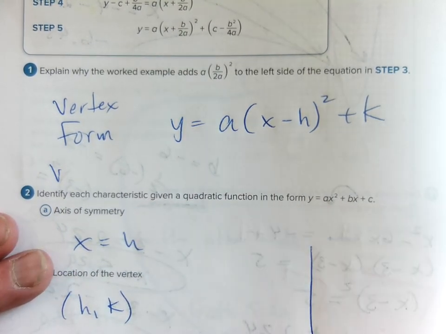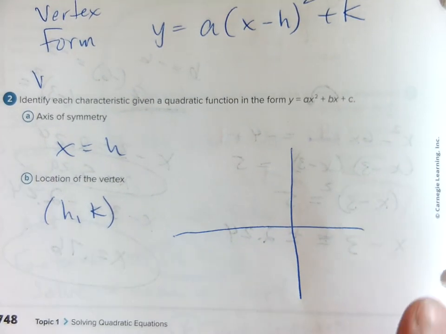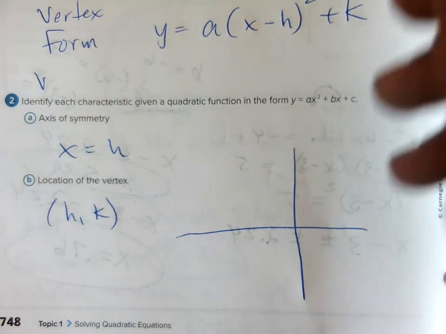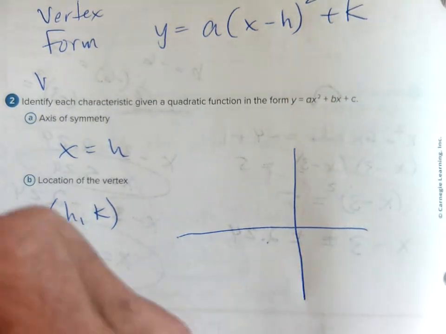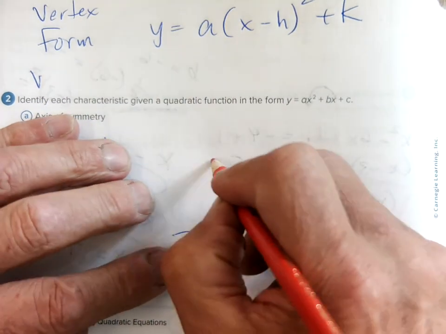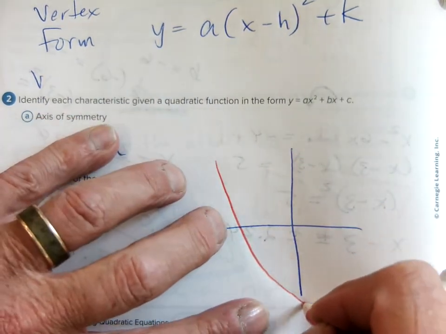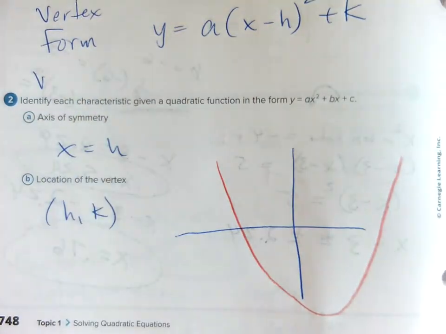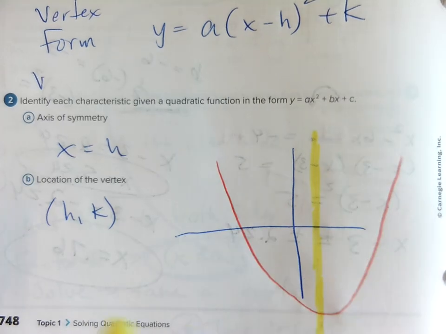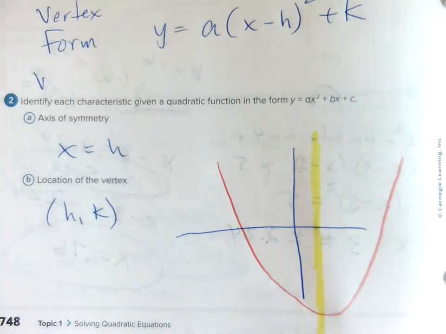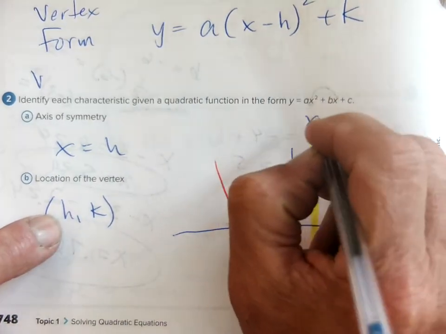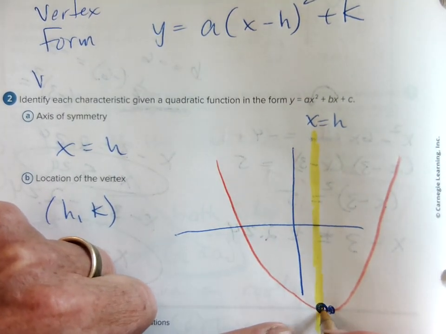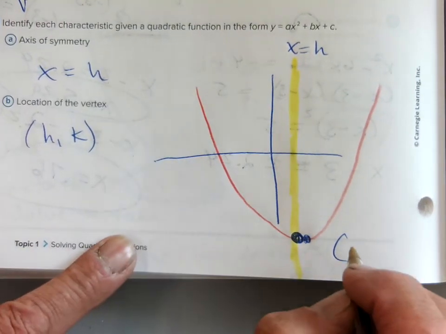So a simple drawing, it doesn't have to be perfect, but if I had a parabola and that parabola happened to look something like this, we know that it has a line of symmetry going right down the middle at x equals h, and it has a vertex down here on the line of symmetry.